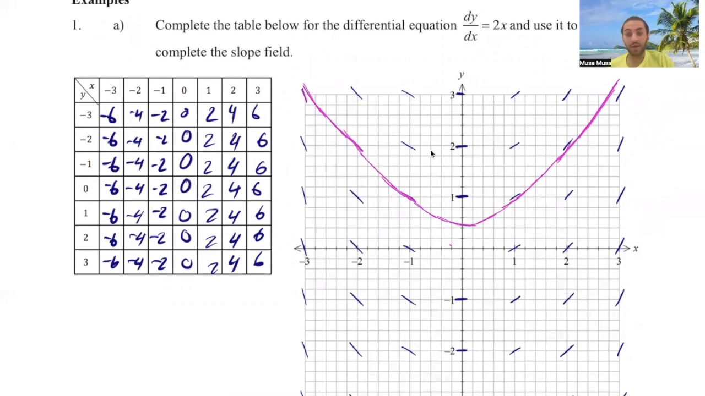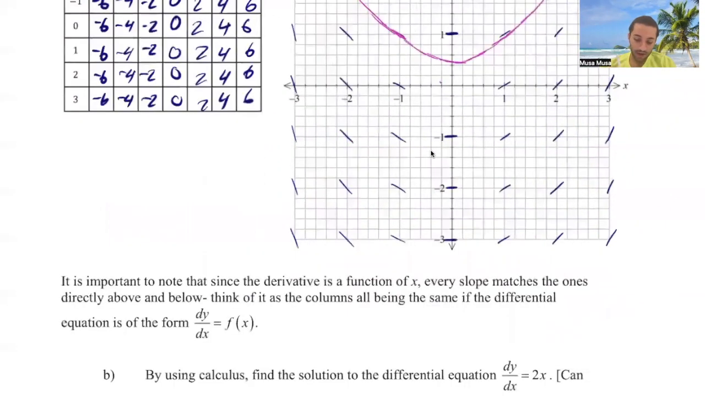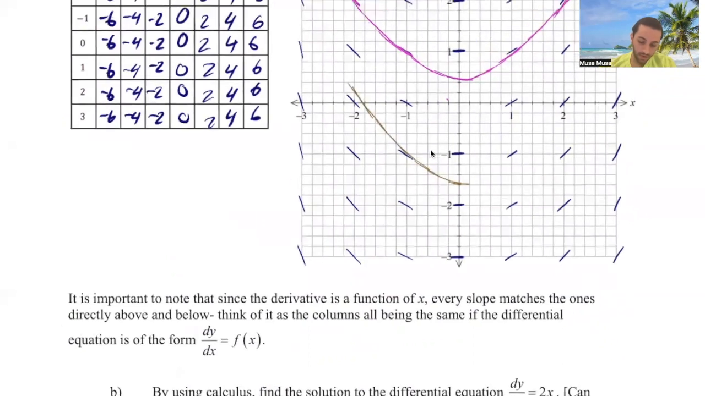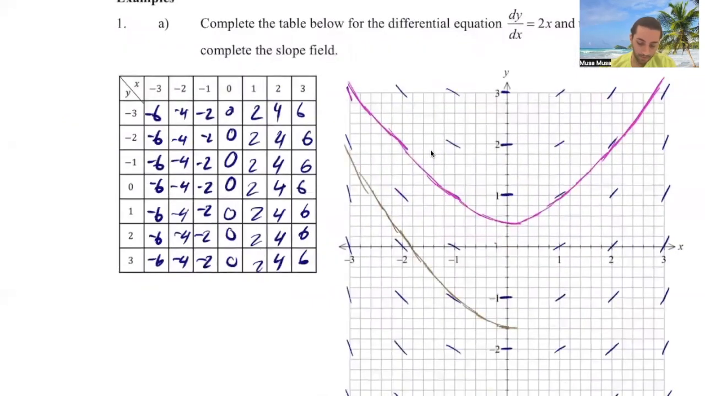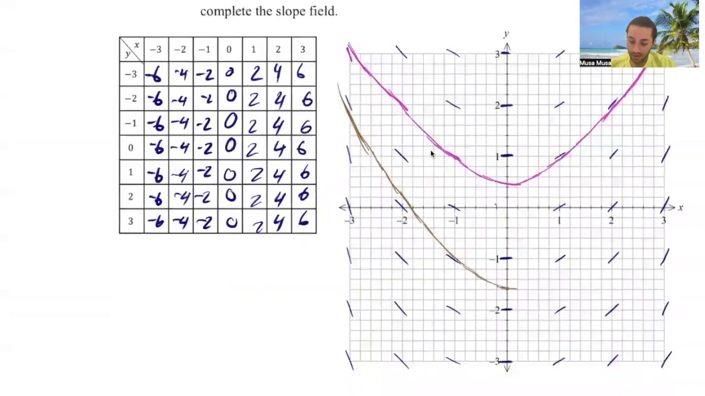In fact, this pink line that I've drawn is one of an infinite number of solutions. Say I started here. As long as I'm sort of trying to match what the gradients are at these points, you can tell that there are an infinite number of solutions. Nice. Well, wonderful.